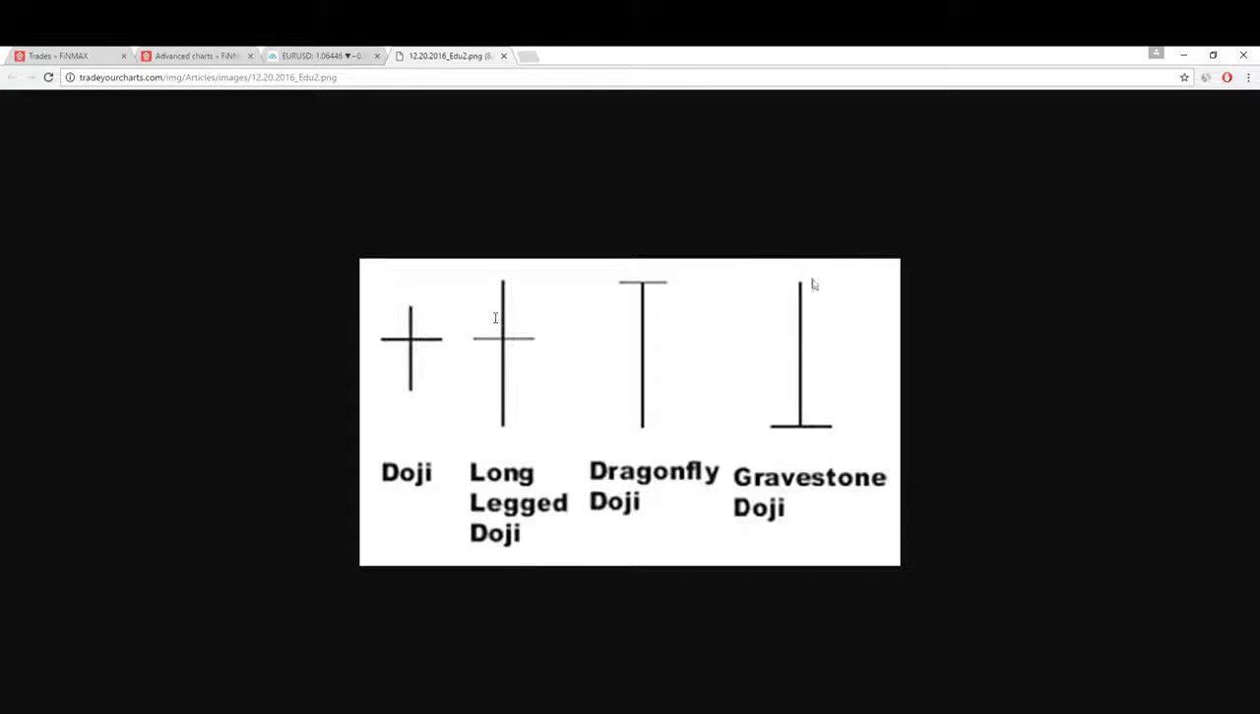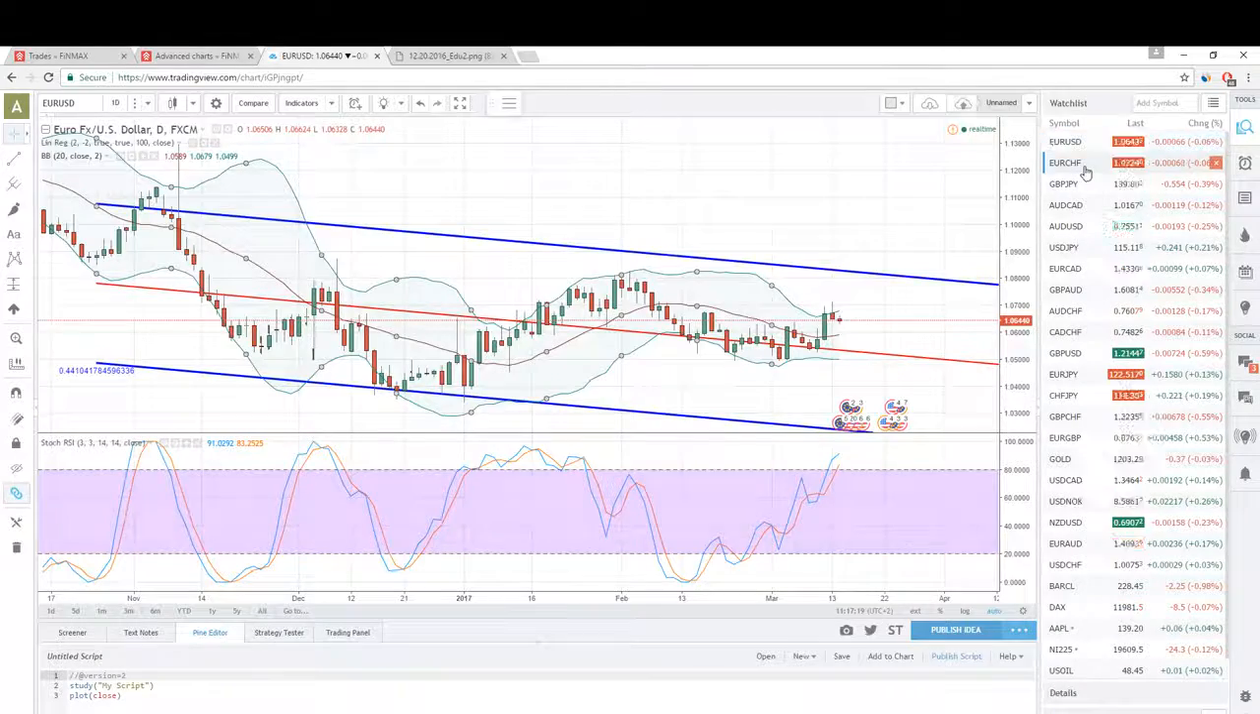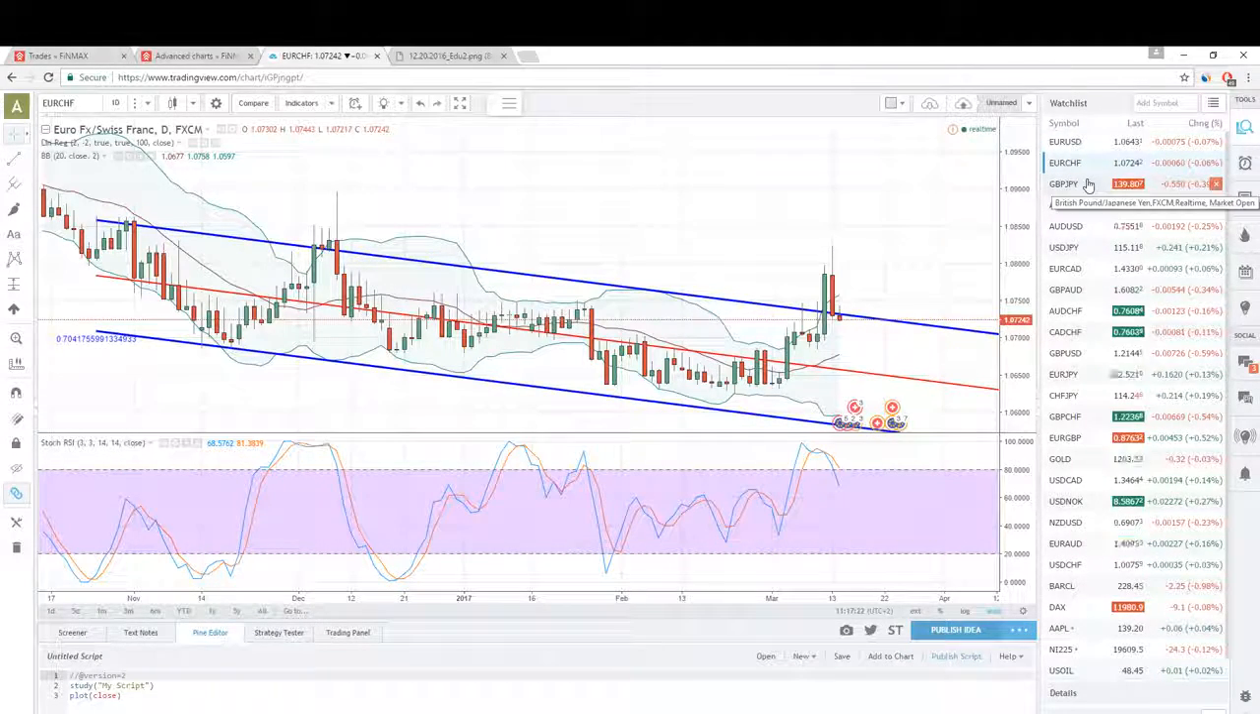And the last doji that I wanted to talk about today is the gravestone. Well, I believe it's easy to understand why it was called so. It's almost the same as the dragonfly, but it appears, and should be taken into consideration, in an uptrend. So let's search for the tombstone.